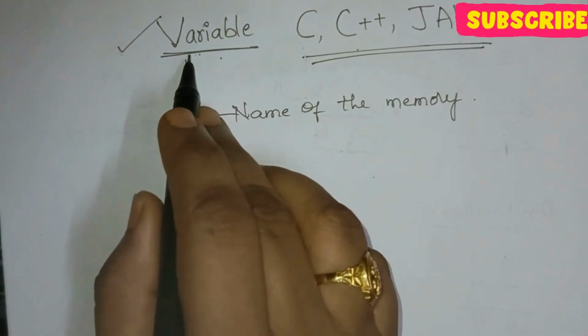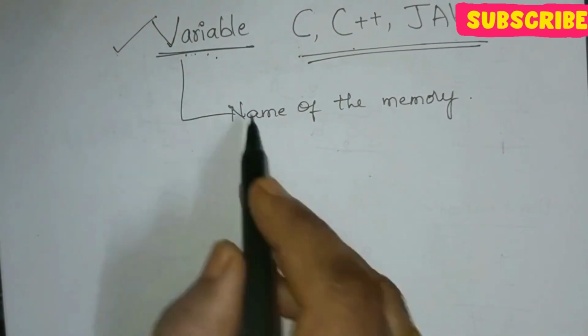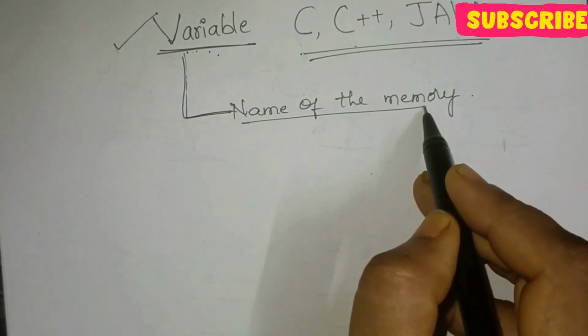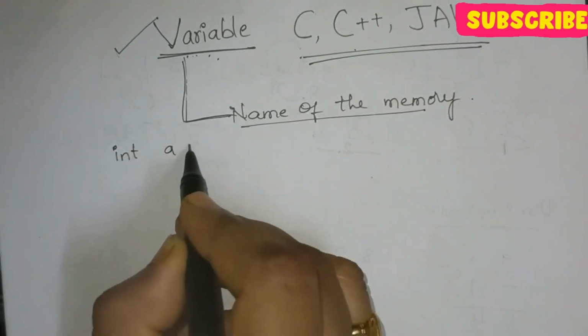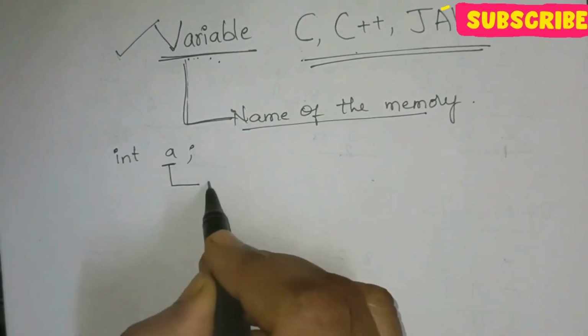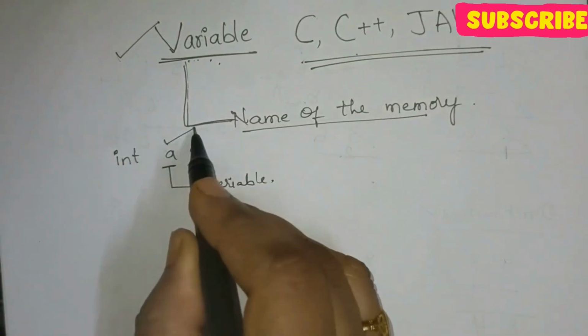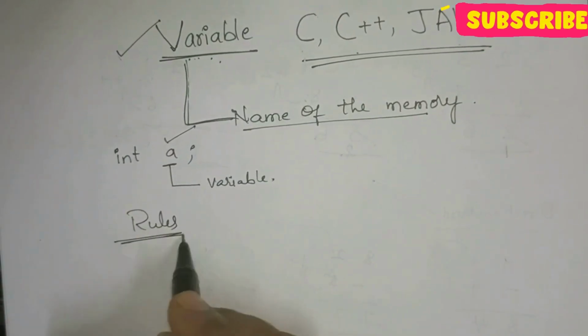So first we need to know what a variable is and what rules we have to follow to declare a variable. The variable is known as the name of a memory location. Whenever you declare a variable like int a, a is called a variable. Now we will see the rules we have to follow while declaring a variable.